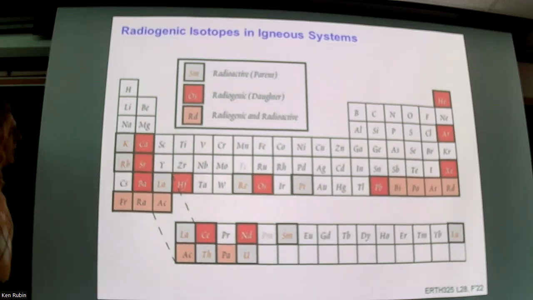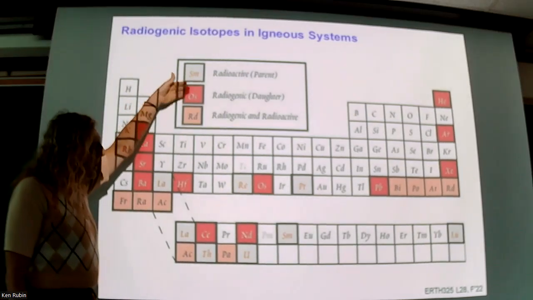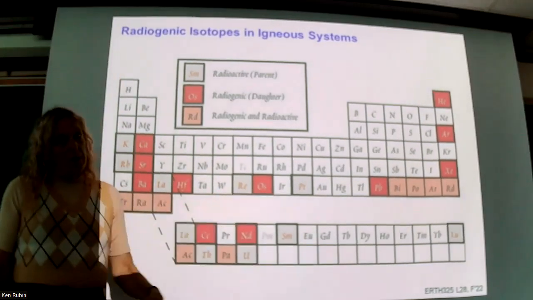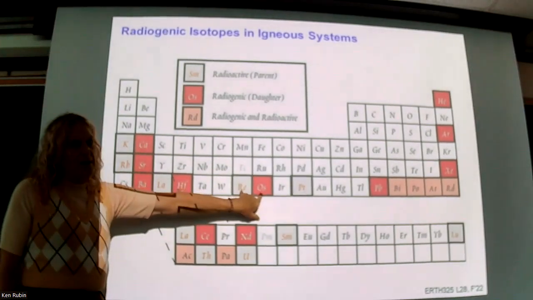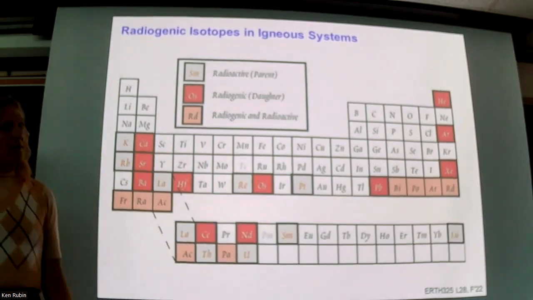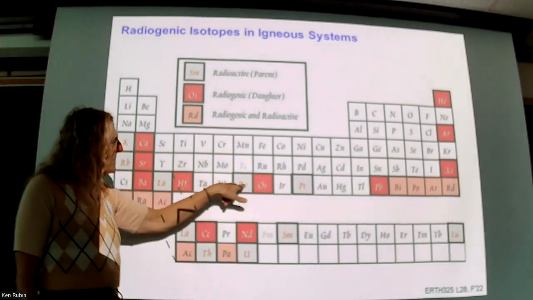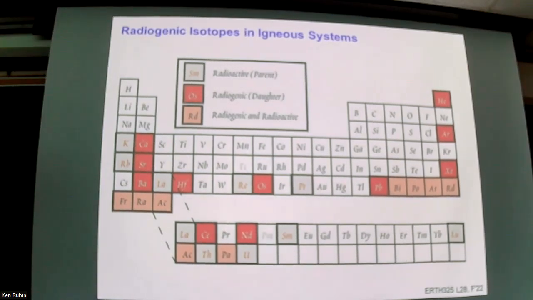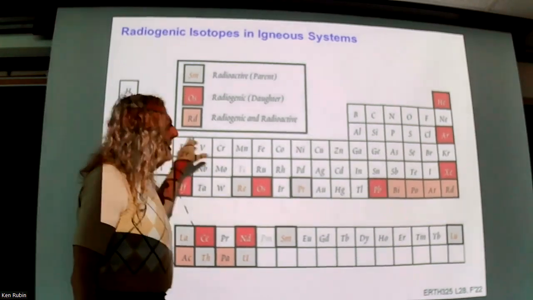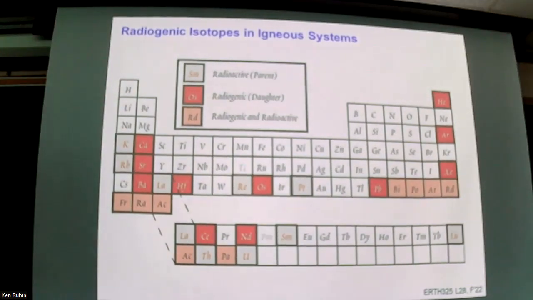Now, there are some other ones too. For instance, osmium. Osmium-187 is a radiogenic daughter. It comes from rhenium-187. So these are right next to each other too. These are parent-daughter decays, they're beta decays. We can tell that because, if you go back to when we talked about this a few weeks ago, they're only different by one atomic number. We also have potassium-argon dating. That might be another one that you're familiar with. Potassium-40 decays to argon-40. And so those are other pairs.